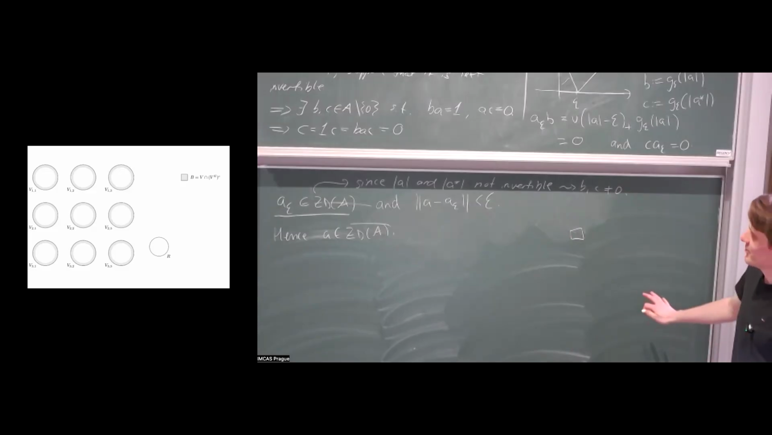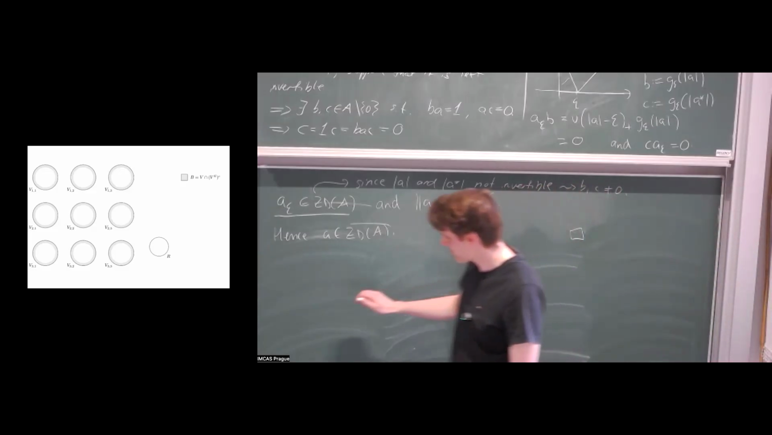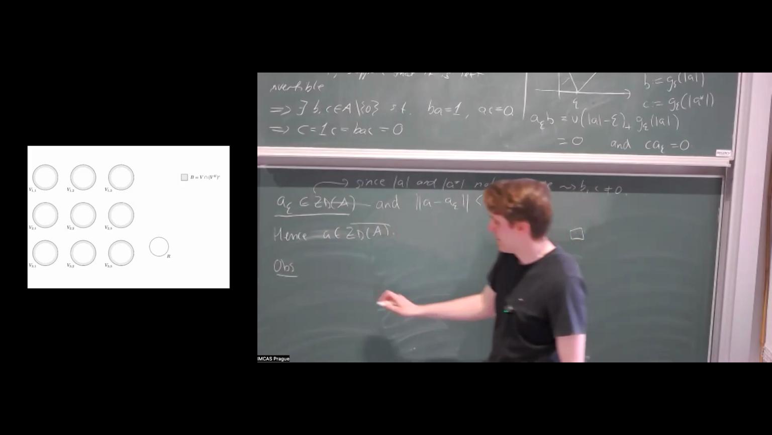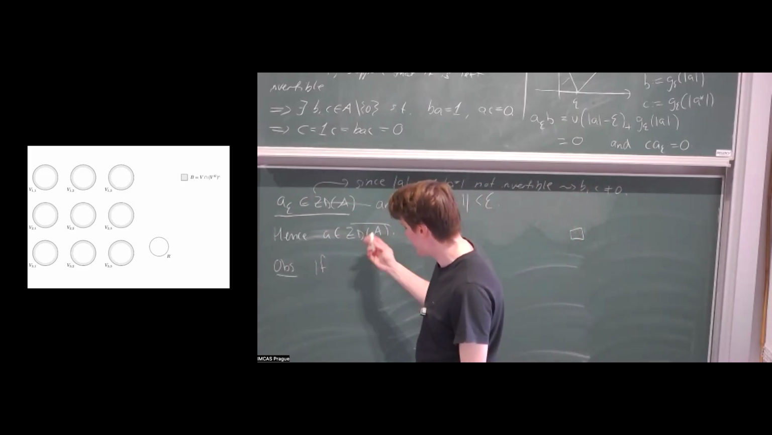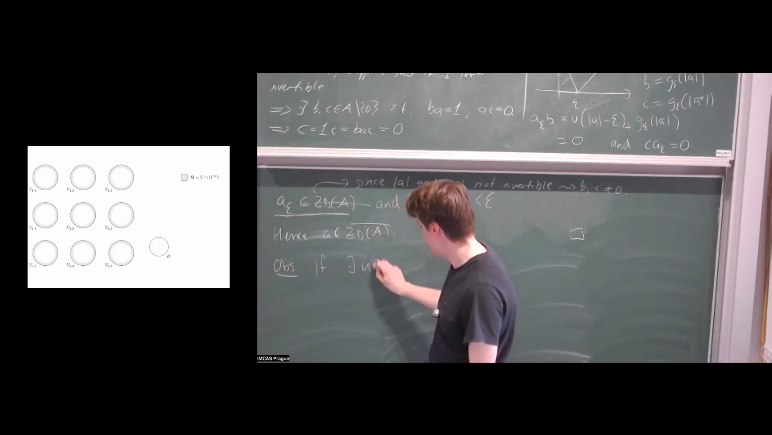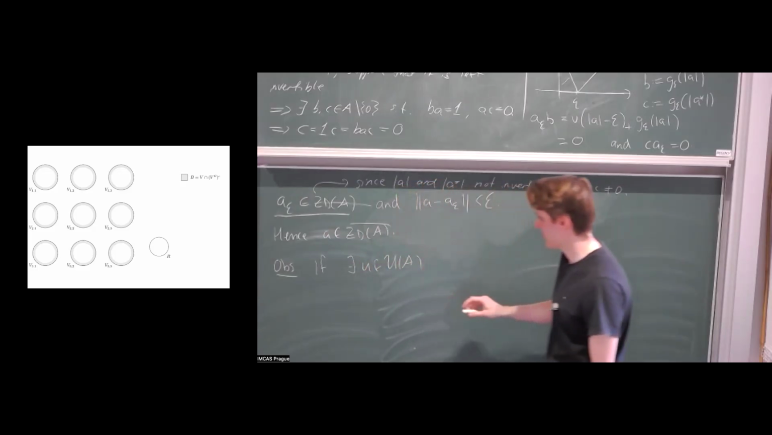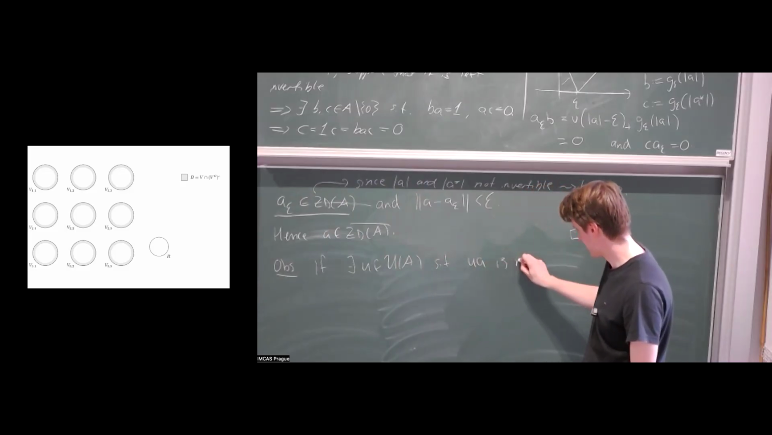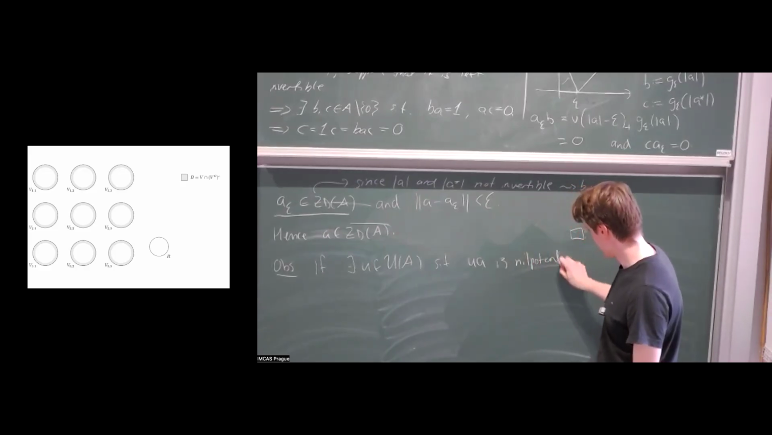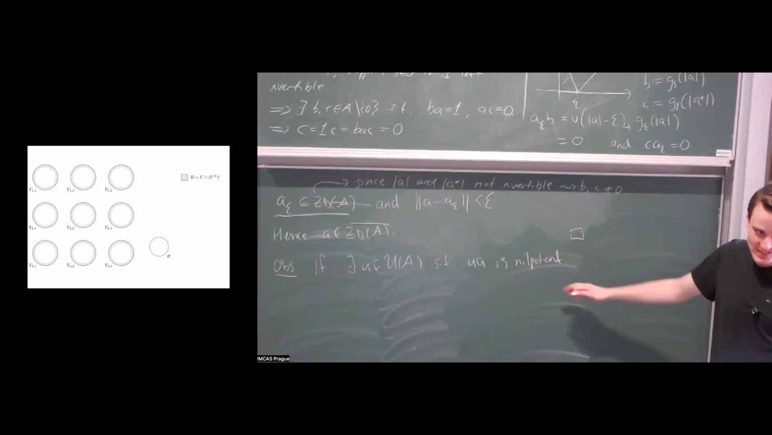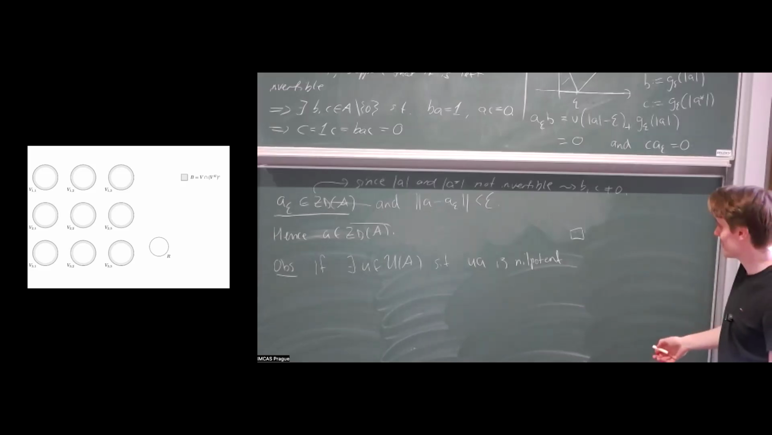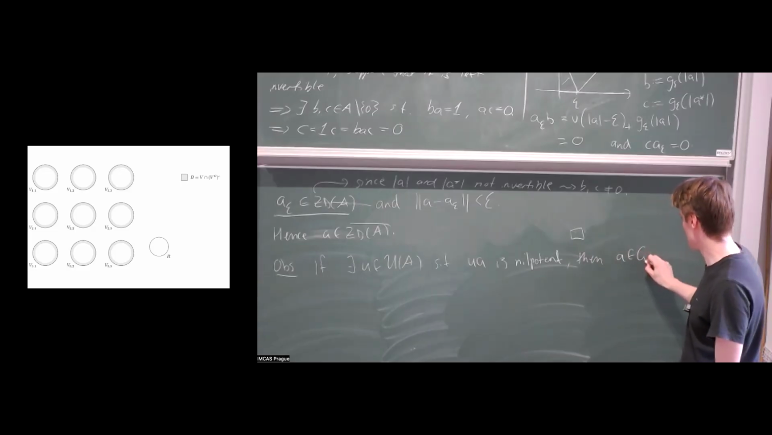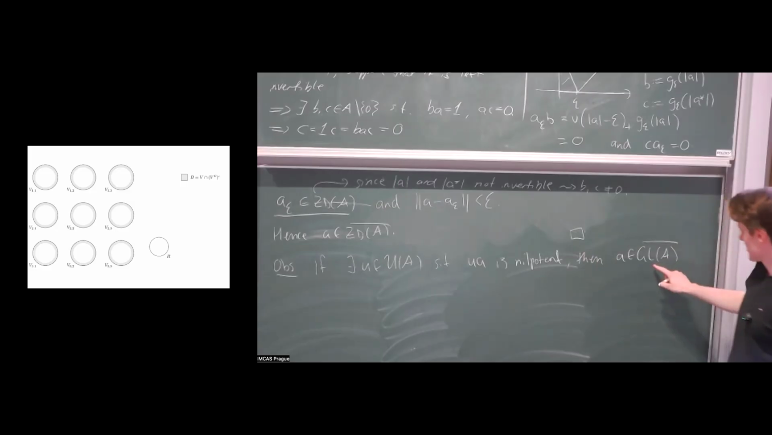So this is the first important observation. The second is really more of just an observation. If for a given element A, there exists a unitary U in A such that U times A is nilpotent, so by this, I just mean that element raised to some power equals 0, then A belongs to the closure of the invertibles.